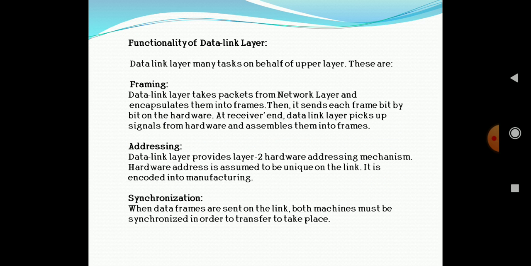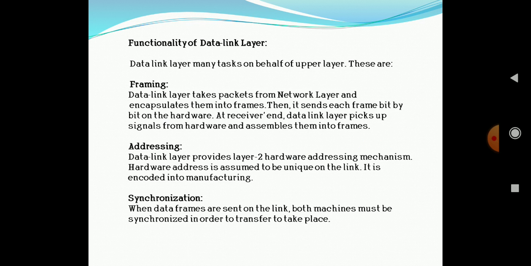Next, we understand what are the functionalities of data link layer. Data link layer performs many tasks on behalf of upper layers. These are: the first one is framing. Data link layer takes packets from network layer and encapsulates them into frames. Then it sends each frame bit by bit on the hardware. At receiver end, the data link layer picks up signals from hardware and assembles them into frames.